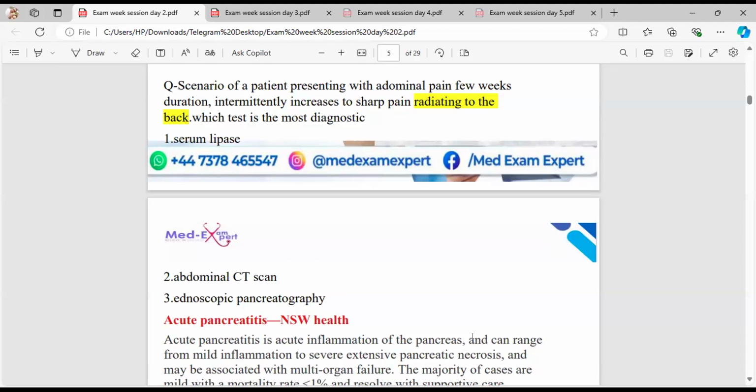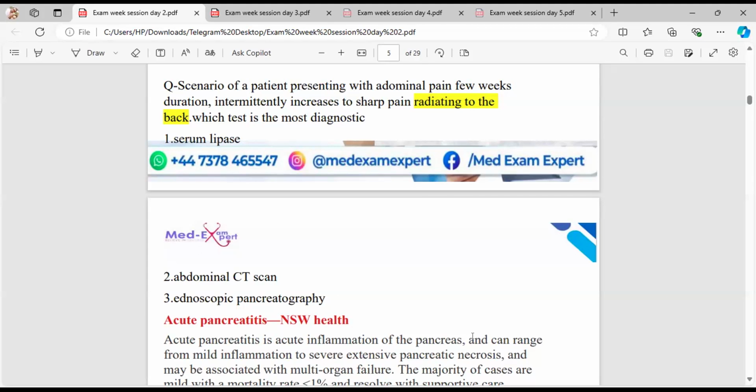Now here they are asking for the most diagnostic test. Options: serum lipase, abdominal CT scan, endoscopic pancreatography. I already showed you the explanation from the NSW guidelines. It is clearly mentioned that if serum lipase comes normal, it doesn't mean that this patient has no pancreatitis. It means that serum lipase is not the diagnostic test, but the CT is the diagnostic test.